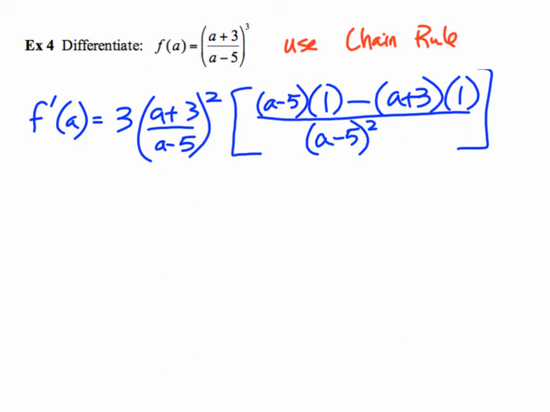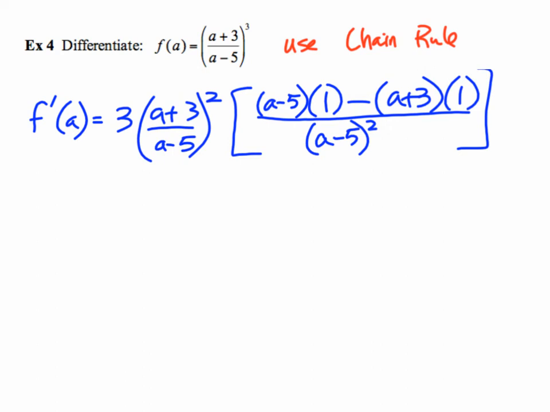3 times, in brackets, a plus 3 over a minus 5 squared. And then I need to take the derivative of what's inside. The derivative of what's inside requires me to use the quotient rule. The quotient rule yields a minus 5 times the derivative of the numerator, which is 1, minus, leave the numerator, take the derivative of the denominator, which is 1, and I square the denominator, a minus 5 all squared.